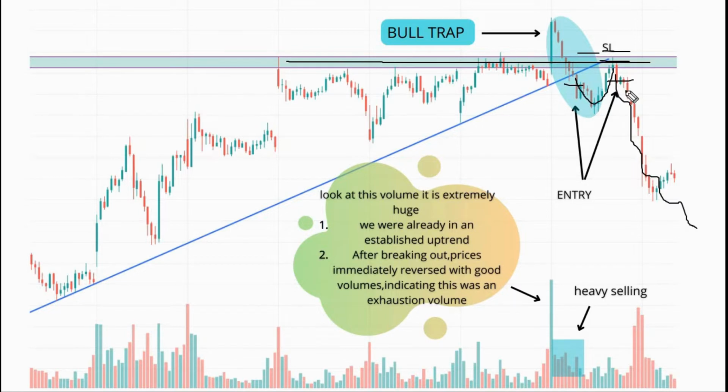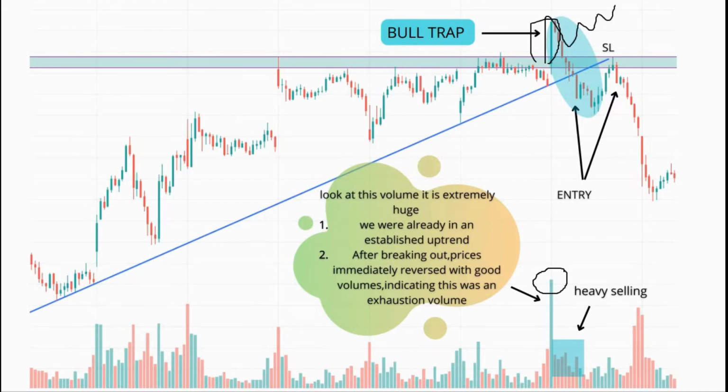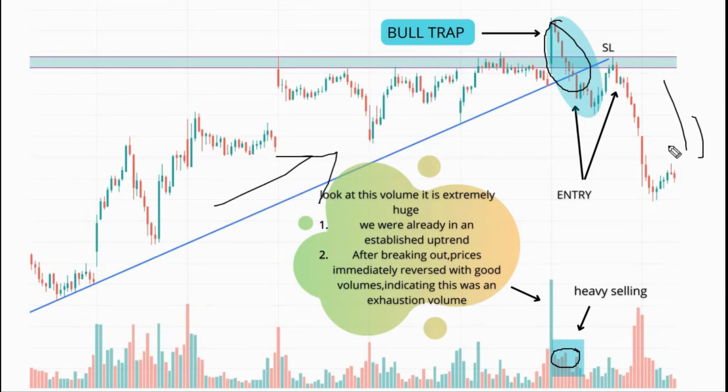Okay, so this was potentially an exhaustion volume after an established uptrend. Otherwise, if this was all buyers, then after the breakout prices should have continued their upward momentum. But what we saw, prices immediately reversed with heavy selling pressure. So this was indicating that the trend could now potentially change from up to down, and we will enter at these price areas with proper SL for a potential downward momentum. Okay, so let's move on to the next example.